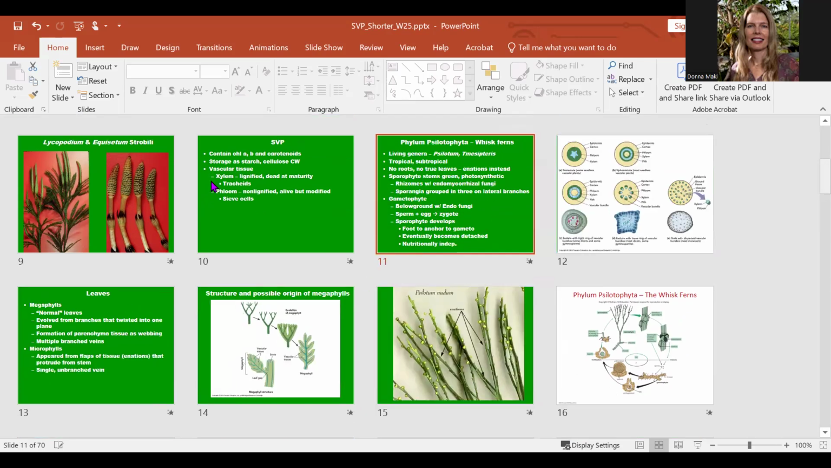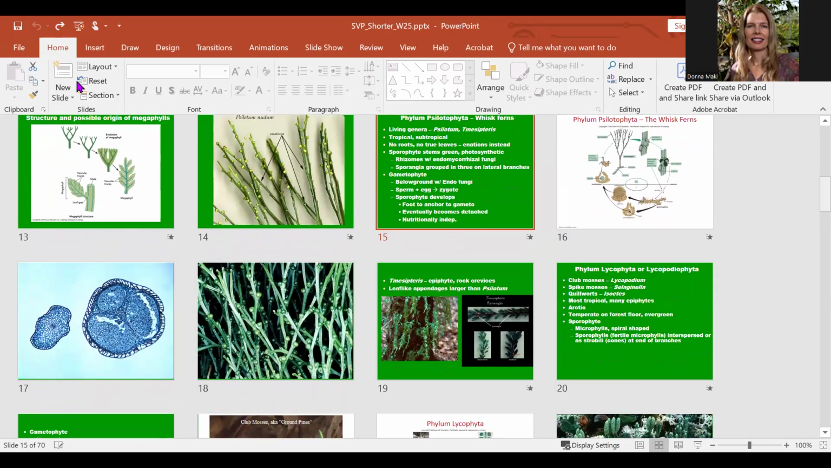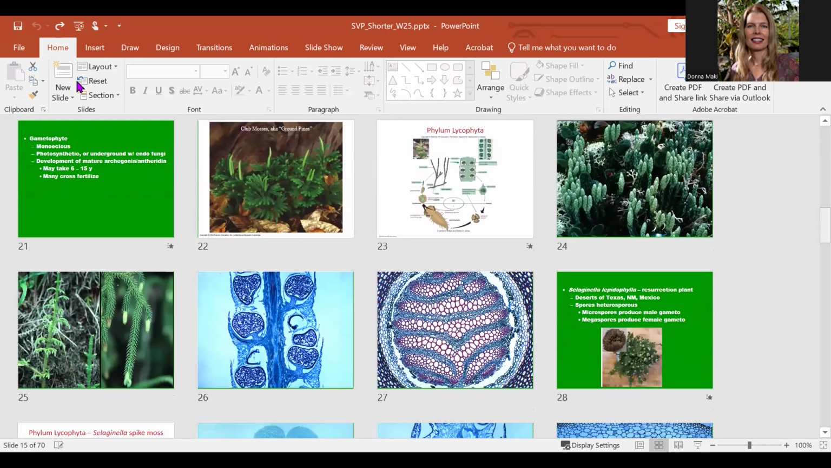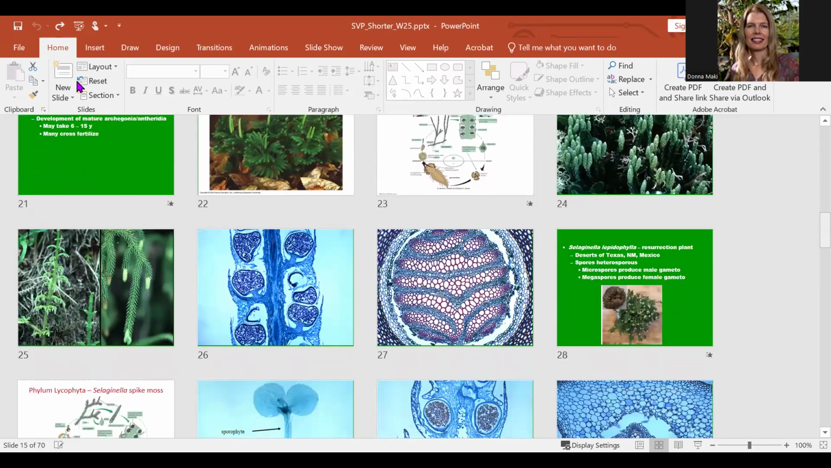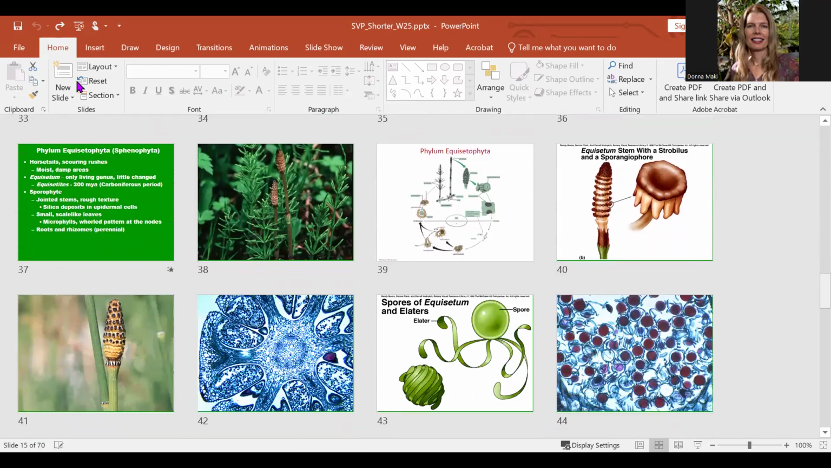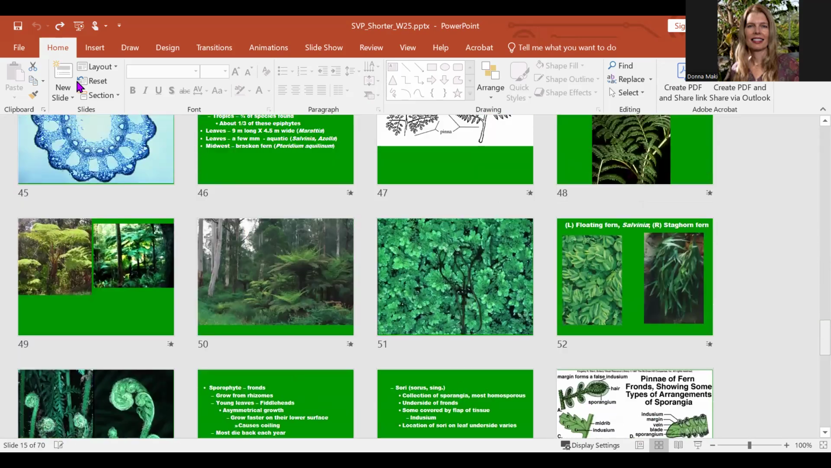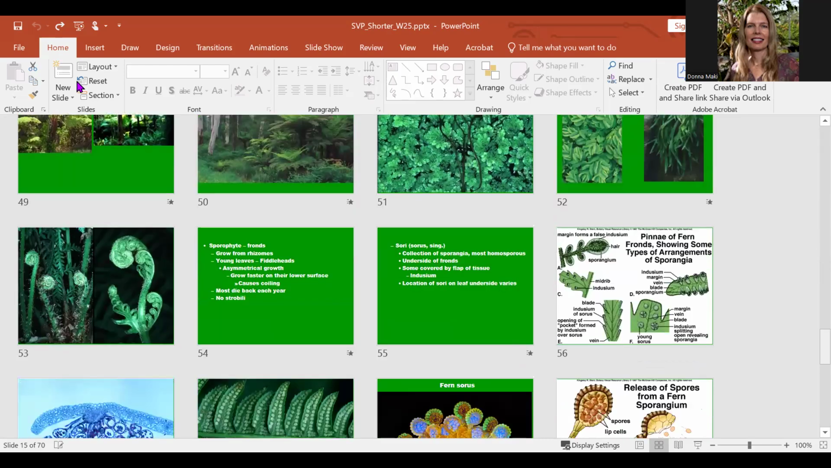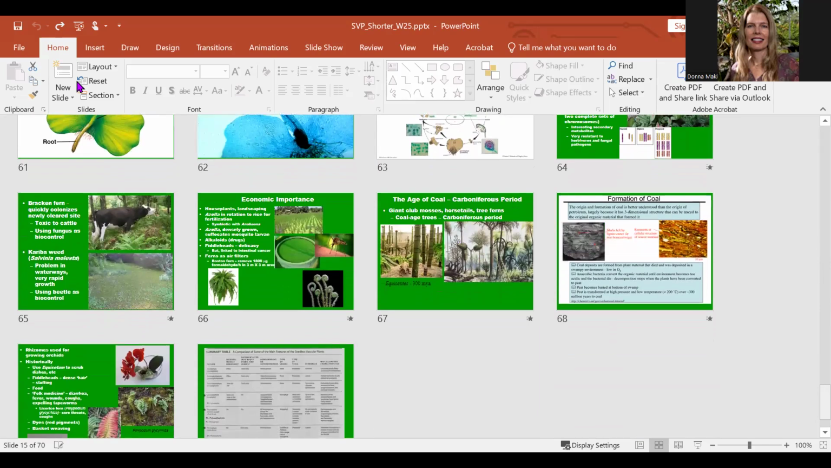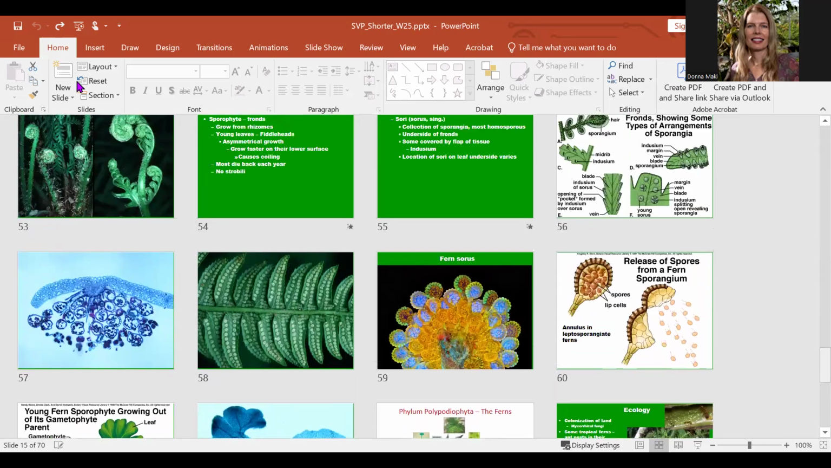I didn't mean to do that. So, the basic identification: what does a club moss look like? What does a horsetail look like? And their phylum names, which organisms belong in which phylum. Certainly, I'll be asking that kind of stuff. Economic importance, or why we would use them. Those are always good, especially for essay questions.